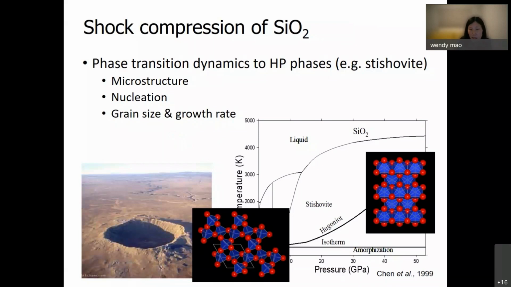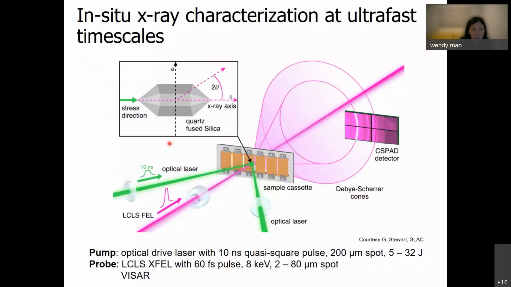And then here's a schematic for the experiment where we looked at a variety of SiO2 starting materials. This cartridge. Optical lasers generate shock in the sample, and then you use your X-FEL X-ray pulses at varying delay times to take time-resolved snapshots of the sample as the shock wave travels through it.